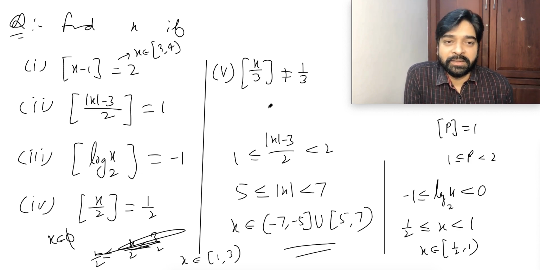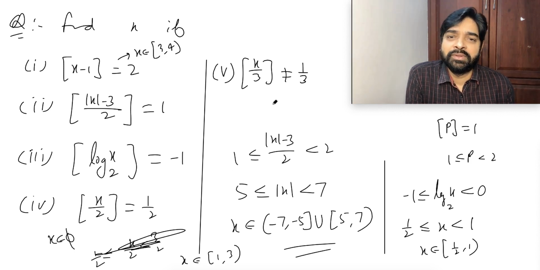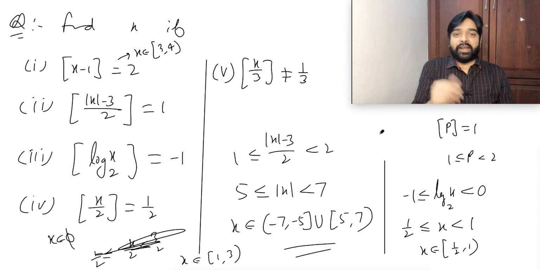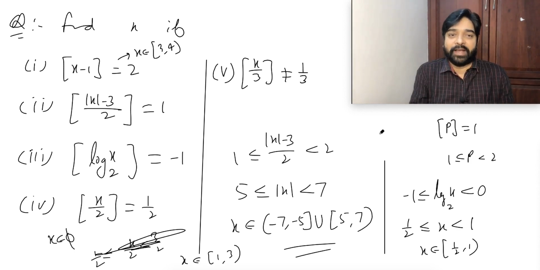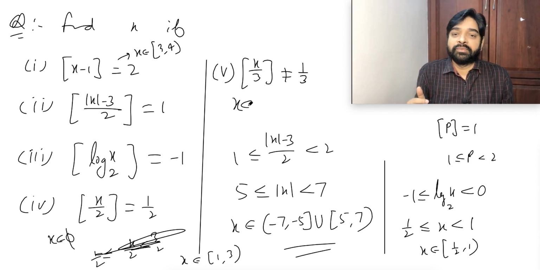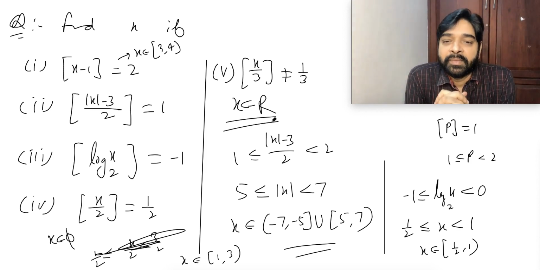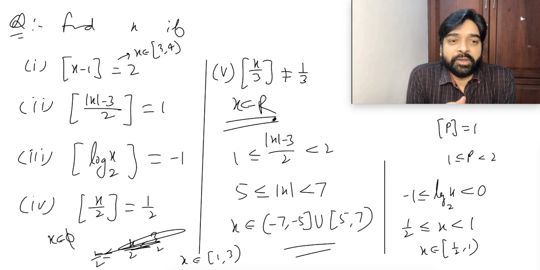Fifth one, what is the answer? For what x is greatest integer of x by 3 not equal to 1 by 3? Arey, it's always true. Greatest integer of anything cannot be equal to 1 by 3 for any value of x. It's always true. x belongs to real numbers. Is this clear to everybody?